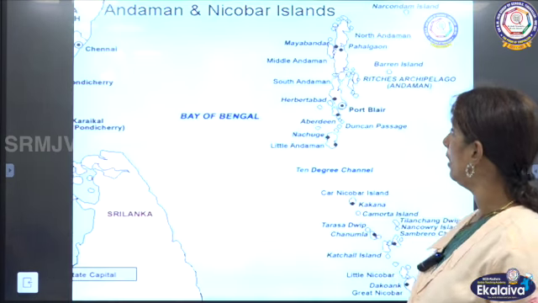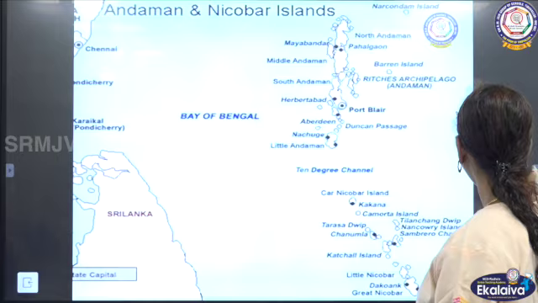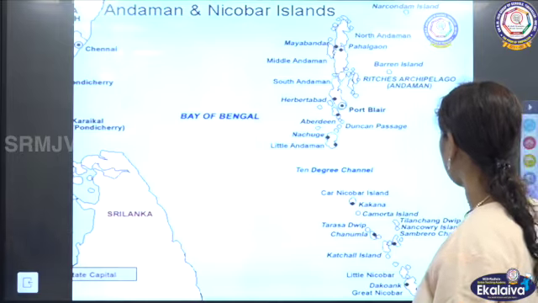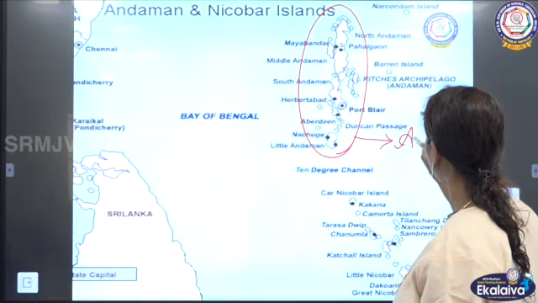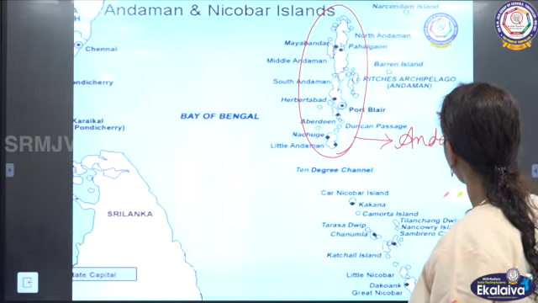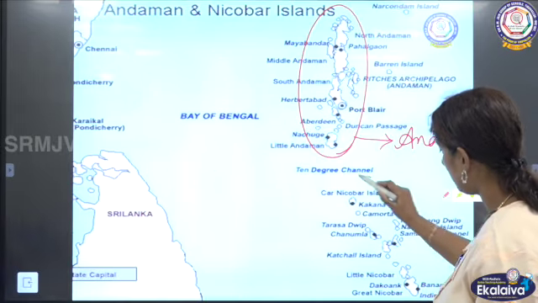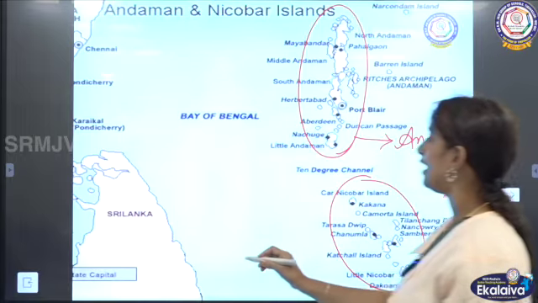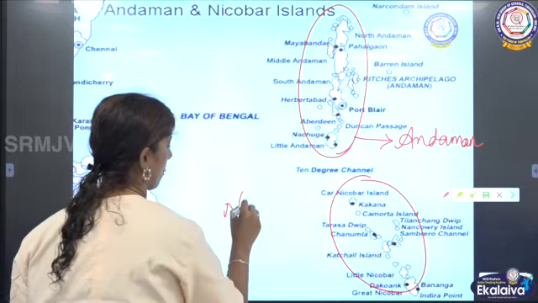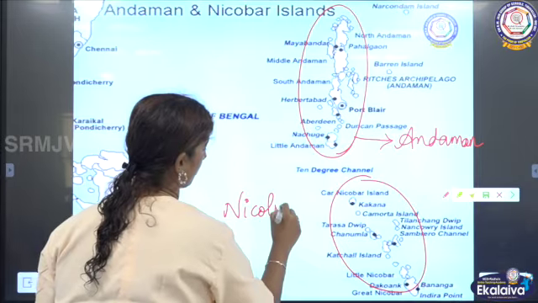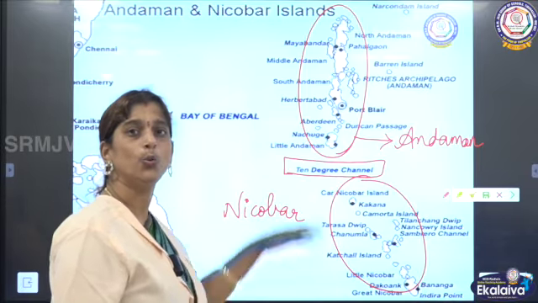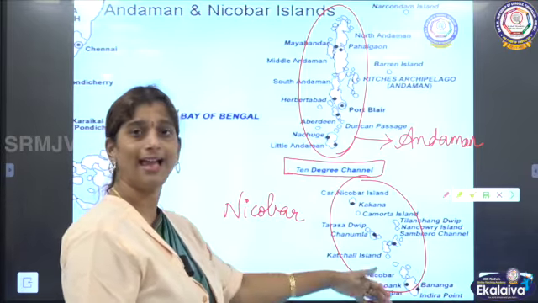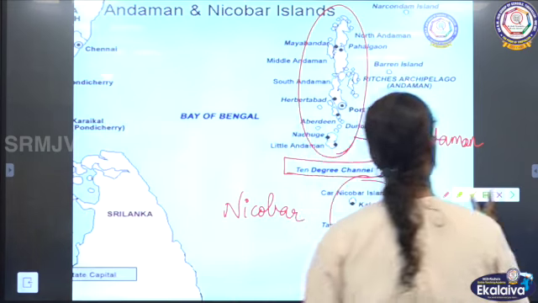Here you could see the Andaman Island. This part is fully Andaman Island, and this part is Nicobar Island. And here you could see the 10-degree channel which separates Andaman and Nicobar.